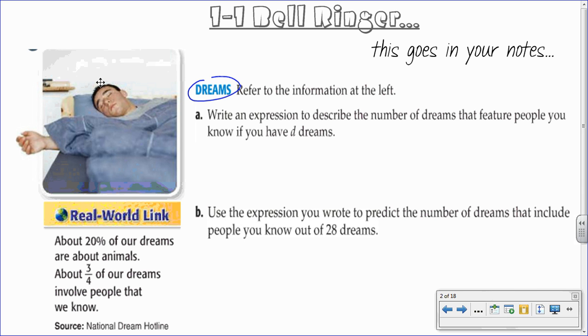Write an expression to describe the number of dreams that feature people you know if you have these dreams. Write that down. Leave yourself some space. And then write down B. Leave yourself some space. Write the whole problem down.